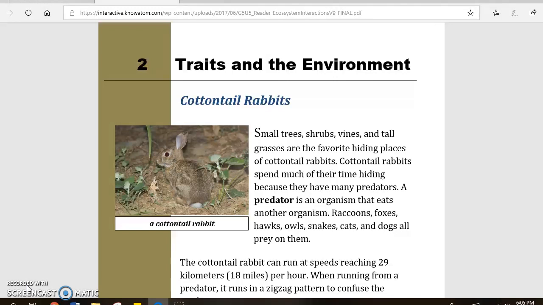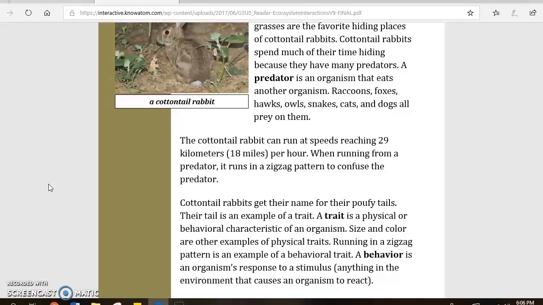Caption: A cottontail rabbit. A cottontail rabbit can run at speeds reaching 29 kilometers, 18 miles per hour. When running from a predator, it runs in a zigzag pattern to confuse the predator. Cottontail rabbits get their name for their poofy tails. Their tail is an example of a trait.